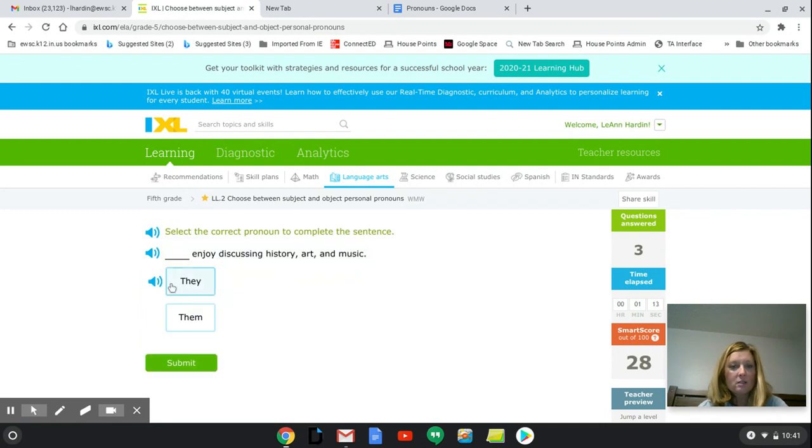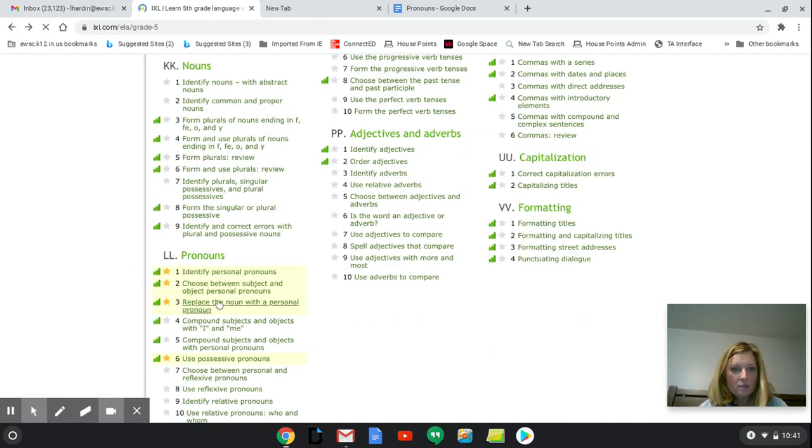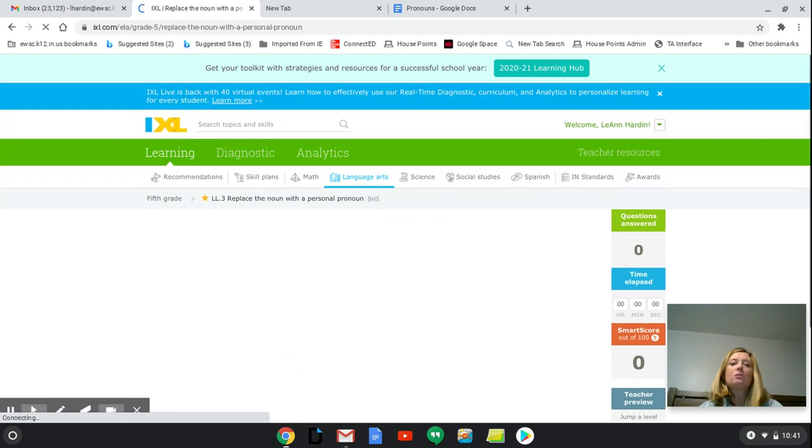One more example on this one. "They enjoyed discussing history, art, and music," or "them enjoyed discussing history, art, and music." Obviously, it's they. All right, so that's how you do LL2. It's fairly simple too. Most of the problems people have been having have been on LL3 and LL6. So let's dive in here on LL3, where you're replacing the noun with a personal pronoun.